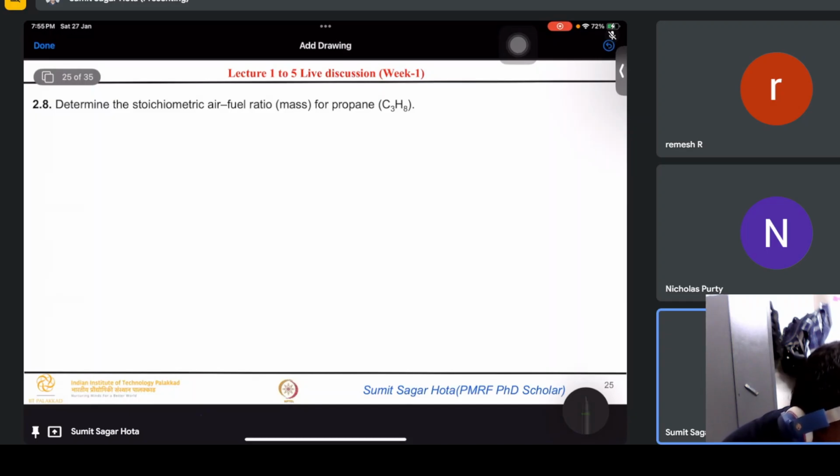Air-fuel ratio on a mass basis. Air-fuel ratio is equal to what? What is the air? A times O2 plus 3.76 N2. The amount of air is A plus 3.76A, which is 4.76A, divided by 1, because fuel is 1. For fuel, basically you take 1. This is how the air-fuel ratio will come.